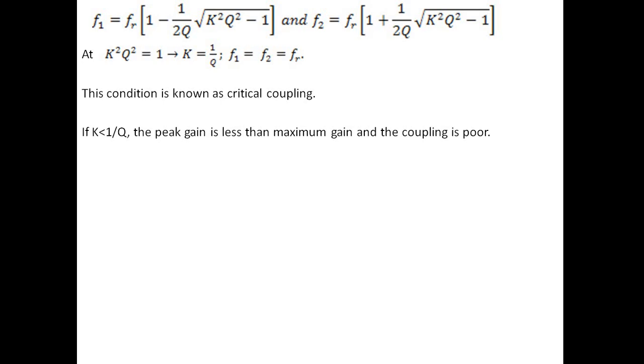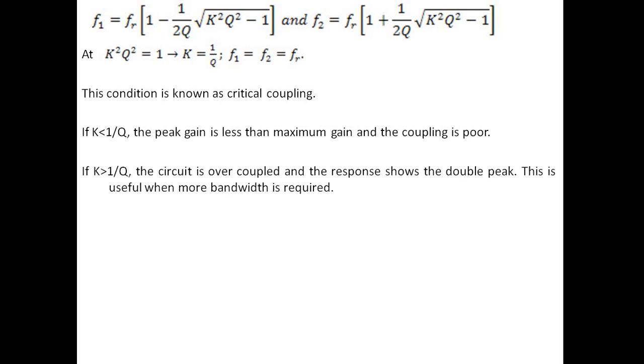When kq is less than 1, it gives you poor coupling, and at the same time the gain is also less. kq greater than 1 means that k is greater than 1 by q. The circuit is overcoupled, and it is always helpful in order to provide more bandwidth.